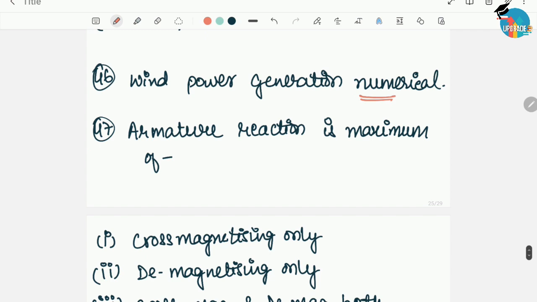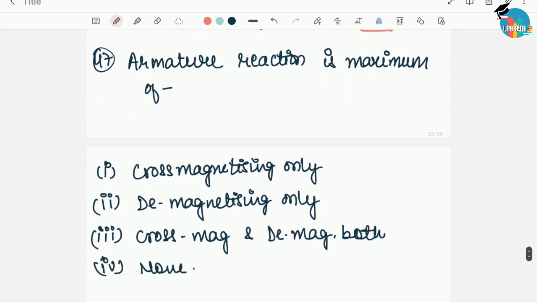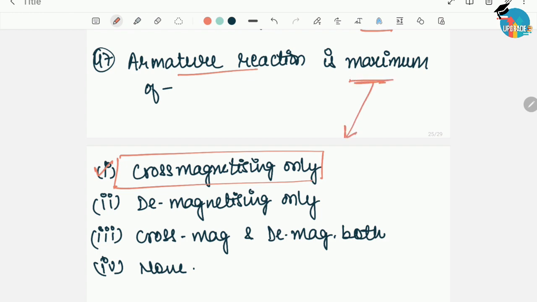Next was, armature reaction is maximum for. The options were cross magnetizing only, demagnetizing only, both cross magnetizing and demagnetizing, or none. So the correct answer is option A, that is cross magnetizing only. Here it is asking for the maximum. It is maximum for the cross magnetizing. वो ज़्यादा dangerous होता है demagnetization से. So the cross magnetizing is maximum in the armature reaction in a DC machine.